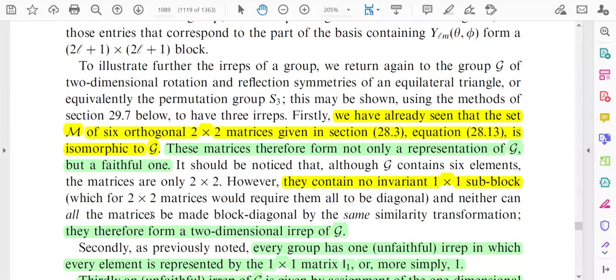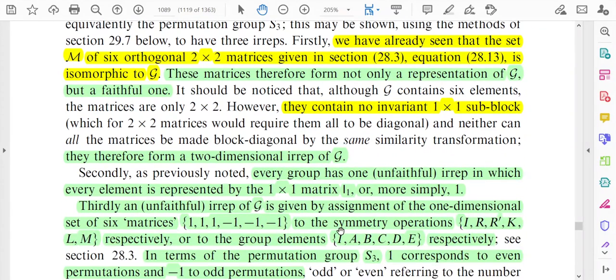So in this case the matrices are only 2 by 2 and they contain no invariant 1 by 1 subblock, which for 2 by 2 matrices would require them all to be diagonal, and neither can all the matrices be made block diagonal by the same similarity transformation. They therefore form a two-dimensional irreducible representation of G, as they cannot be reduced further. So these 6 orthogonal matrices form a two-dimensional irreducible representation of the group G.